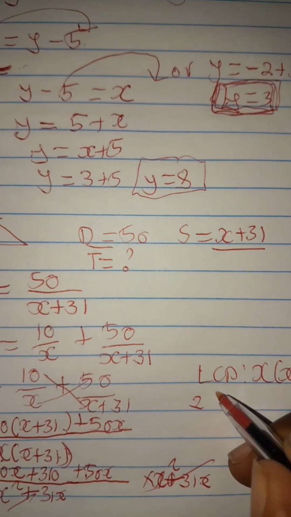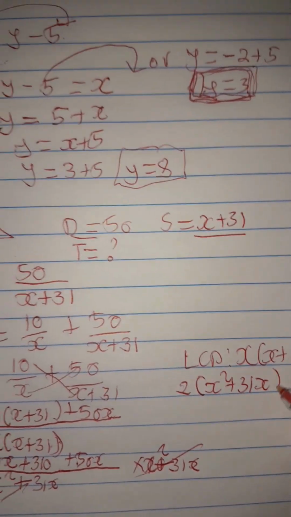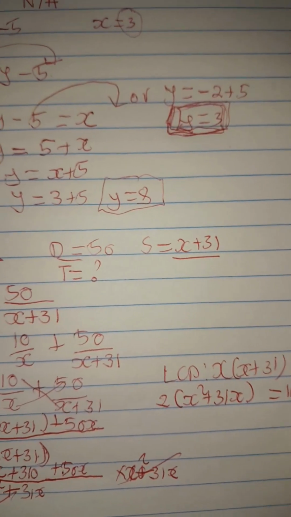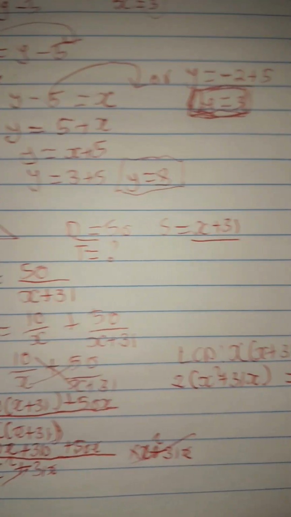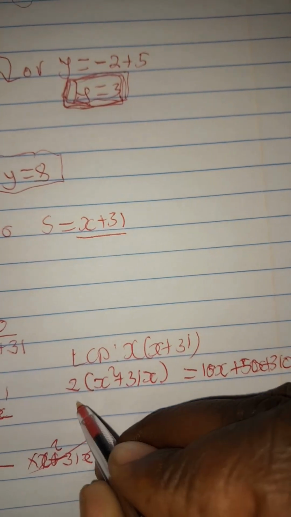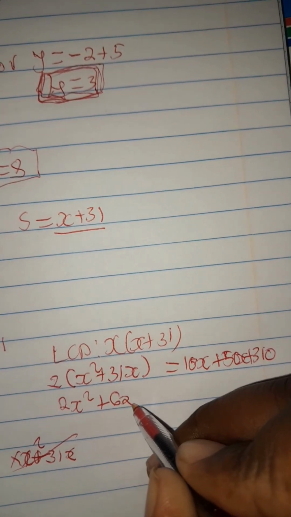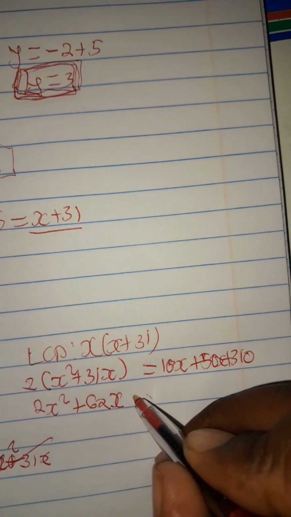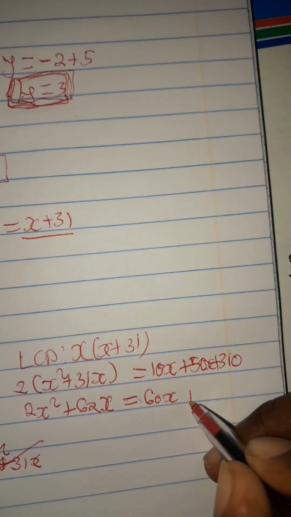Remember that we have 2 multiplied by x squared plus 31x, which is equated to this, right? So it's going to be 10x plus 50x, okay, plus 310. So we need to collect the like terms in this case. So we are going to have x squared plus 62x. Remember that 2 times 31 is 62, so it's going to be 62x, which equals 10x plus x, like terms, that's going to be 60x plus 310.